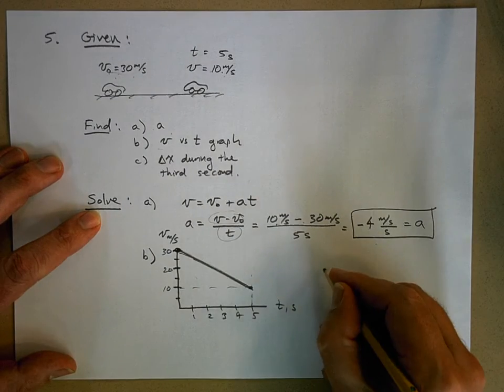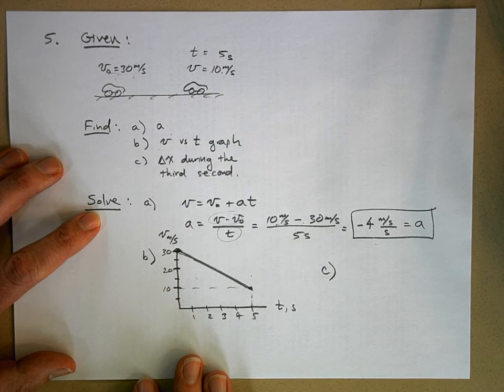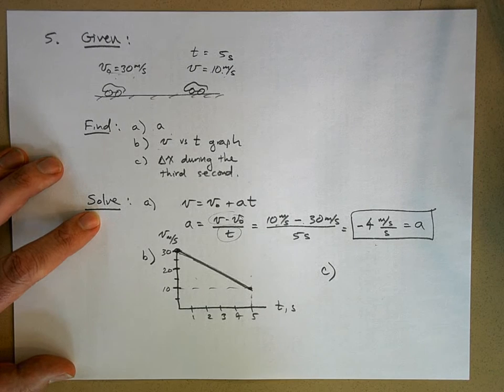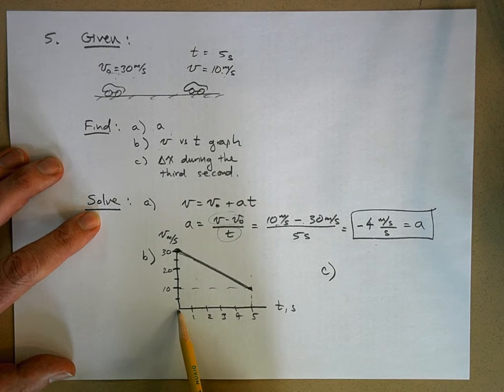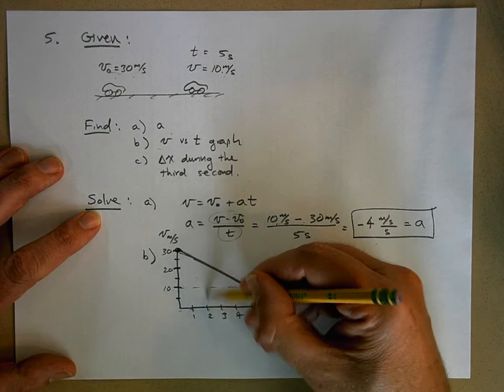Now for part C, this is the weird one. What is our displacement during the 3rd second? Well, what is the 1st second? From 0 to 1. What is the 2nd second? From 1 to 2. The 3rd second is from 2 to 3. So watch what I'm going to do here.